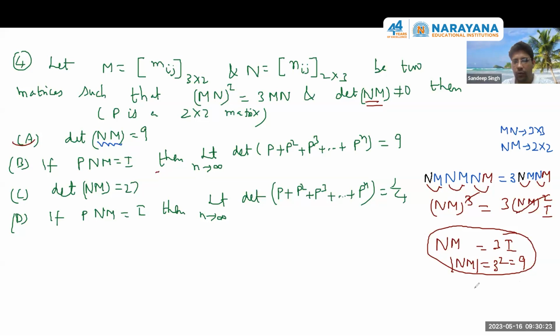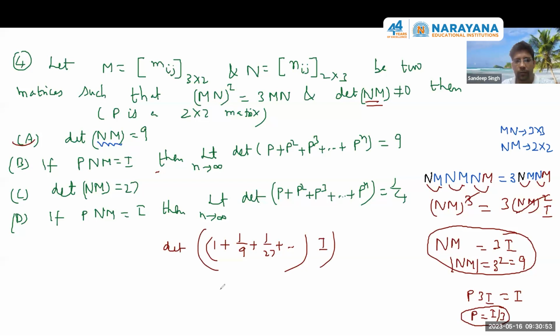So P into NM will be how much? P into NM is 3I. This is I. That means P equals I by 3. If you substitute these values, this will be your matrix. Determinant value of this: P is 1 by 3, sorry. A upon half, this will be half only. So what is the determinant of half I? So your answer was correct, but this should be the way.